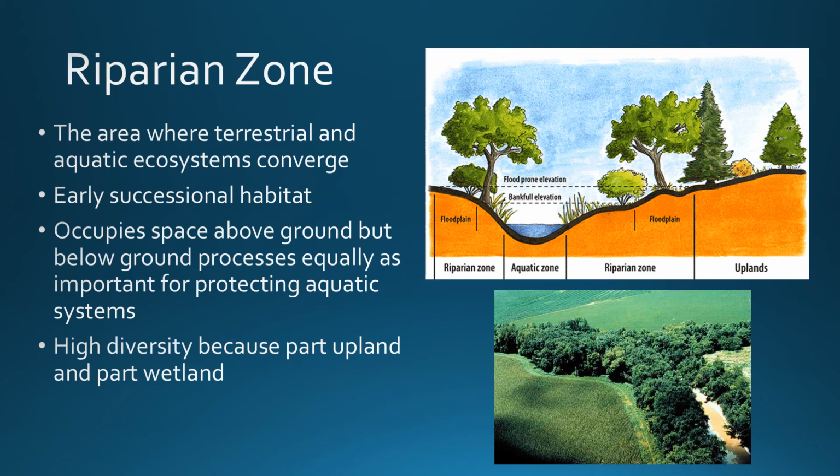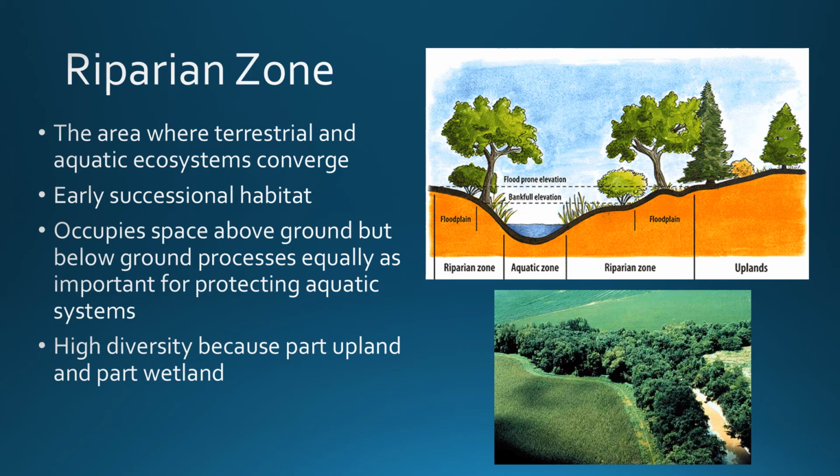On either side of these wetlands, on all of our waterways, we want to consider riparian zones. So it's the area where terrestrial and aquatic ecosystems converge. And it's an early successional habitat. You can see in the pictures, there's the aquatic zone, the riparian zone, and the uplands. And so the riparian zone can handle some flooding, but not frequent flooding the way that wetlands can, because it's got a mix usually of wetland plants as well as woody vegetation that can't handle as much of that.